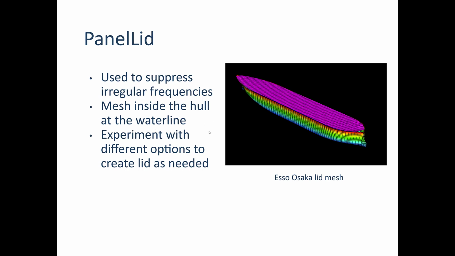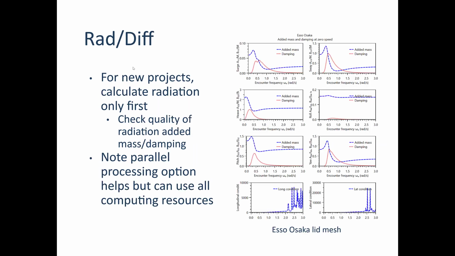Very generally, the default settings work really well to generate the lid that's necessary, so it's pretty straightforward to work with. But if you're working with different kinds of hulls like catamarans, there are a few different options on how to generate the lid. It's generally very quick, and you can view what the lid looks like to make sure it looks good very quickly. The next step is the application called rad_diff.